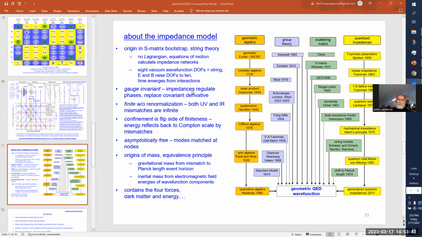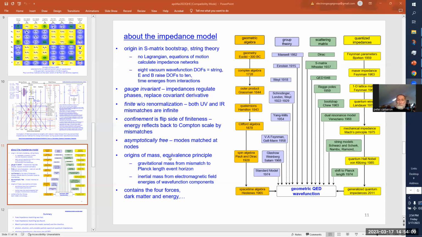So the model is gauge invariant. The impedance is what regulates the phases, and that replaces the covariant derivative in the model. It's finite without renormalization. Both the singularity and the boundary at infinity, the mismatches are infinite. You can't couple to them. The confinement's the flip side of finiteness. The energy gets reflected back to the Compton scale by the mismatches. It's asymptotically free. The modes are matched at the nodes.